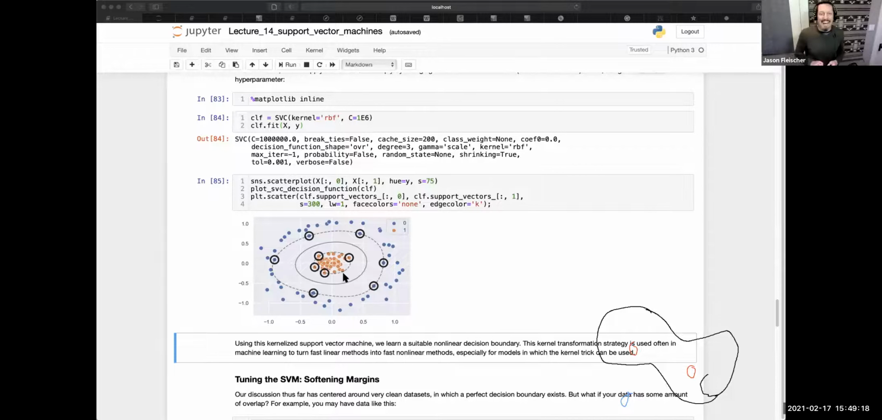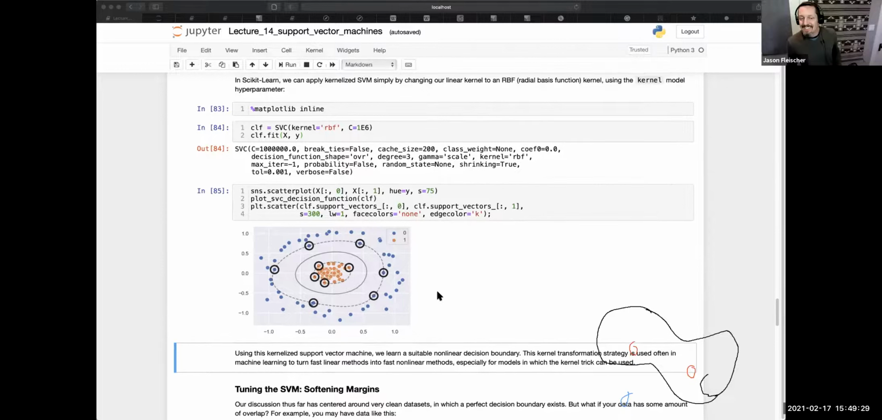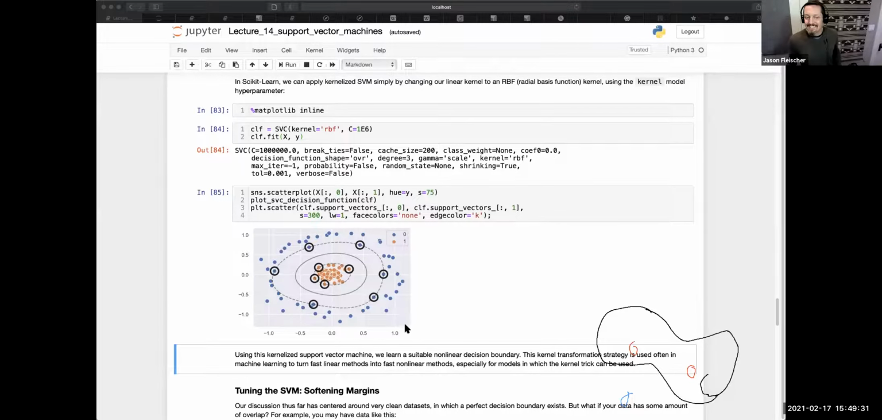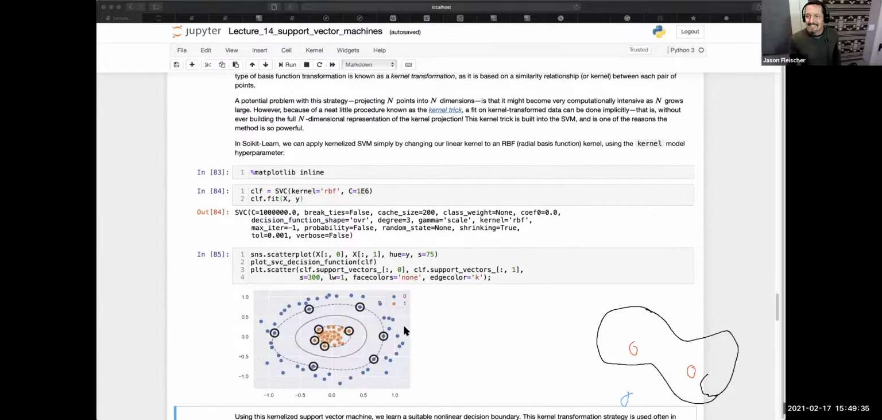No. All right, let's try to pick apart why it doesn't make sense. What is not happening here for you? Like, what does a radial basis function do?